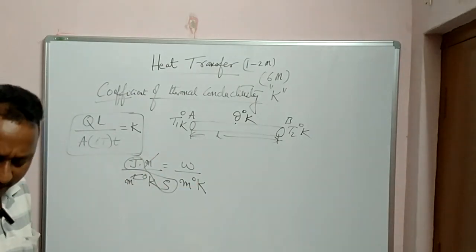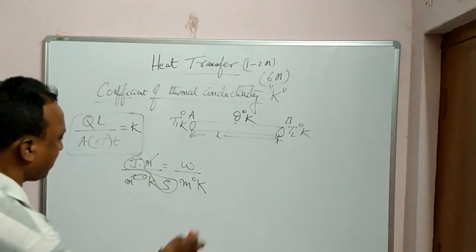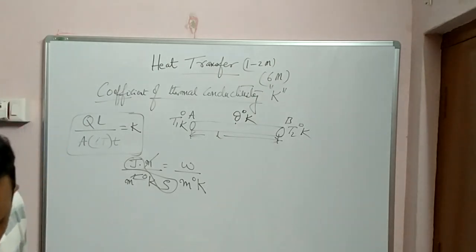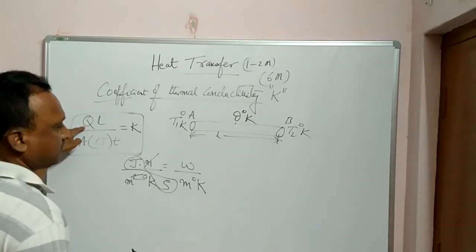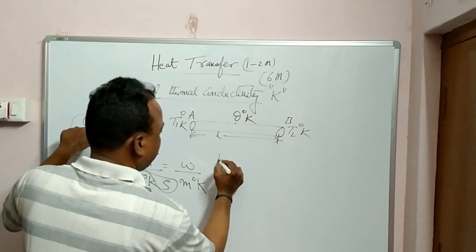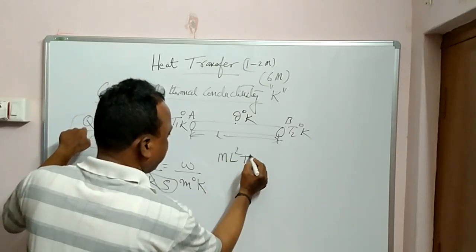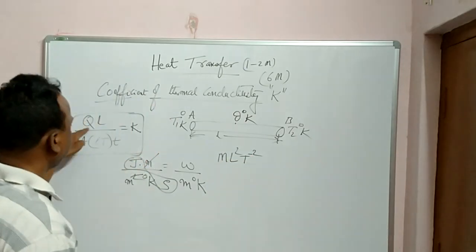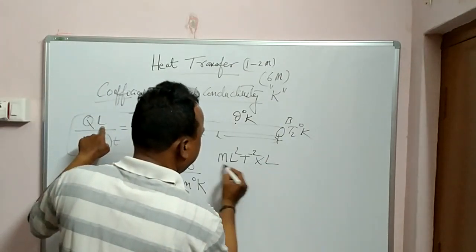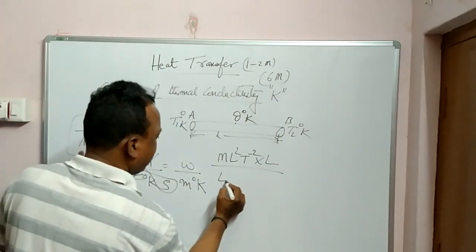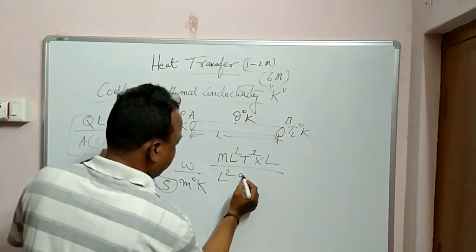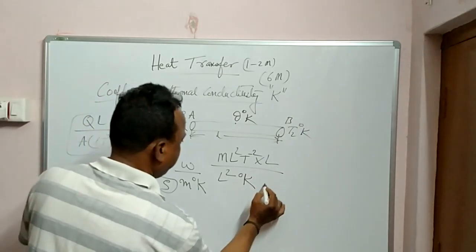If you want, you can also write the dimension formula for this one. See here, Q, that means heat, M L square T power minus 2, just like work done, length L by area L square, temperature degree Kelvin, time T.